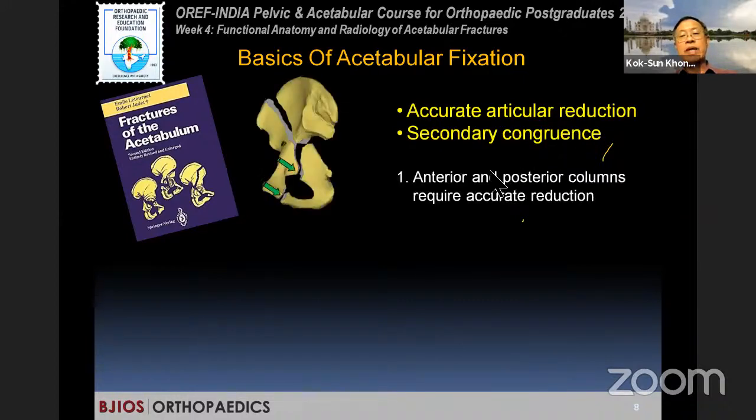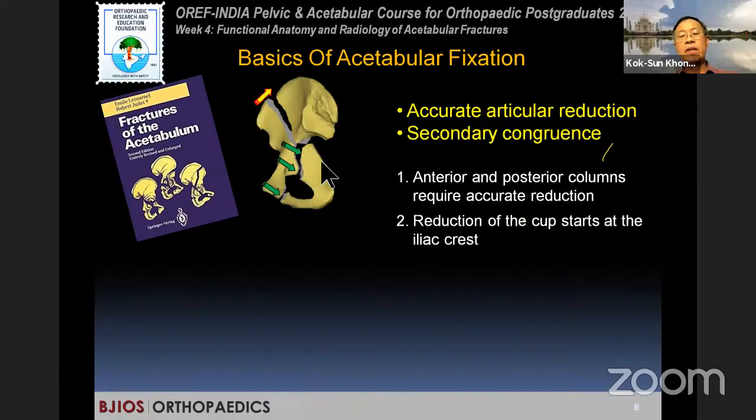The first starts with the anterior and posterior column requires closure, so that is the bulk of the acetabulum. But to reach that reduction, you have to reduce the iliac crest first. Because of the sciatic buttress and anterior crest, if you don't match it, you may have distortion here, which then makes it very hard to reduce this posterior column if you do not get the top of the brim right.